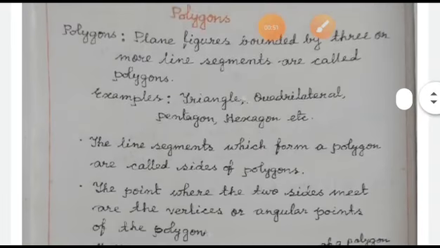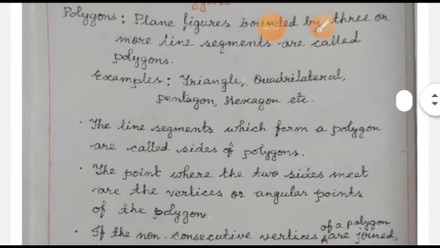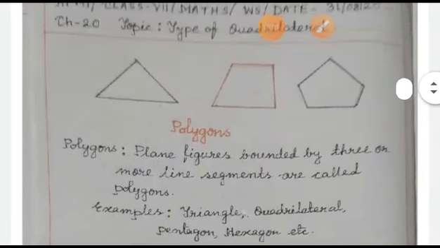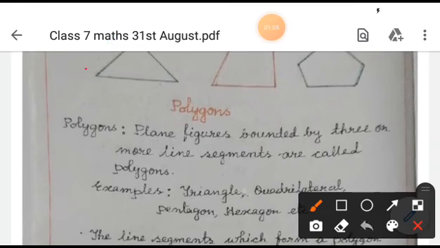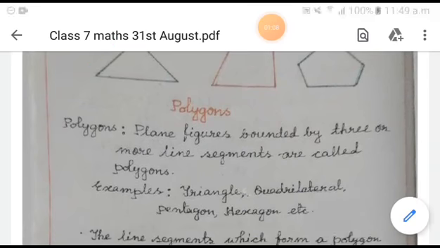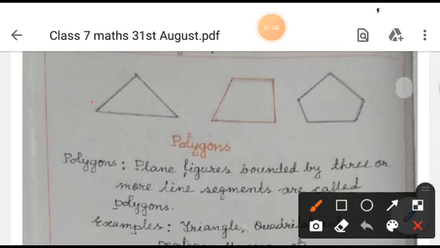Let us study some of the points regarding polygons. First, the line segments which form a polygon are called the sides of the polygon. As you can see in the diagrams, these line segments which form the figure are called the sides of the polygon.